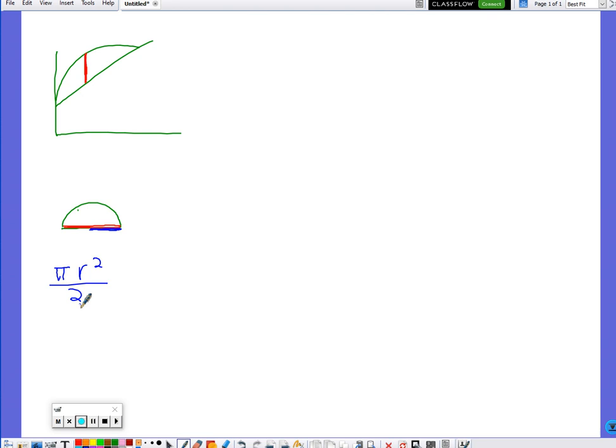Okay, real quick formula derivation. Diameter is the same thing as the radius times 2. Therefore, the radius is the diameter divided by 2. Okay, I like using the diameter because the diameter is what I see here in red. This is the diameter of the slice.